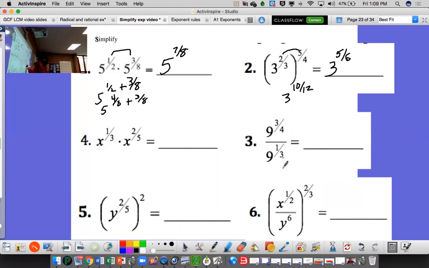Anyway, we're going to subtract here. So this would be 9 to the 3/4 minus 1/3. We're going to subtract because that's the rule for division. When you divide like bases, you subtract the exponents. One thing is for sure, the 9 is the base. It's going to stay the same here in this question. We need a common denominator.